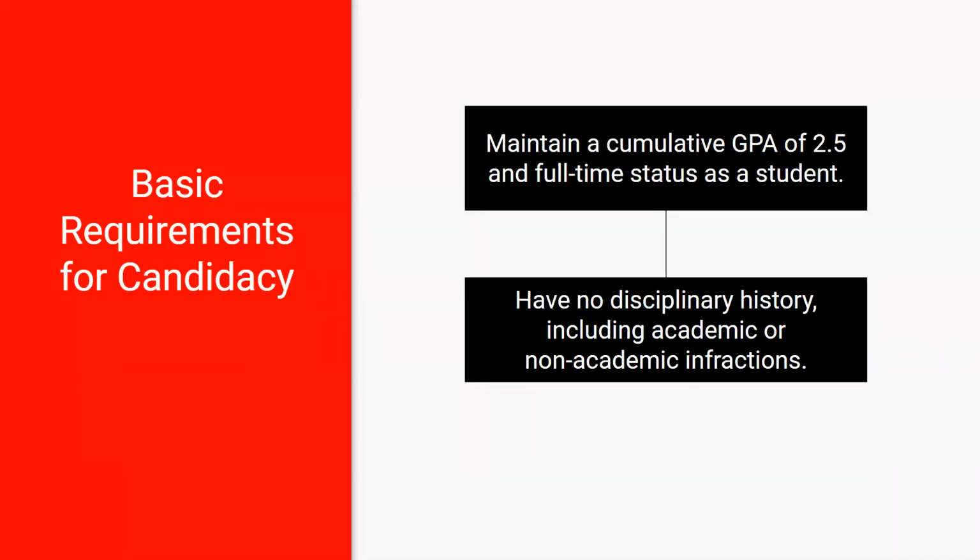To be considered for membership, applicants must possess and maintain at least a 2.5 GPA and full-time status as an undergraduate student. First-year students are admitted pending their outcome of the fall semester grades. In addition, applicants must have no disciplinary history, including both academic and non-academic infractions, and those occurring in the residence hall.